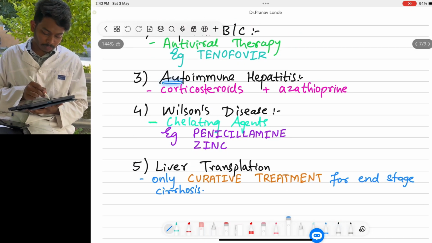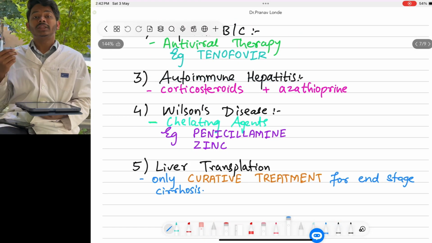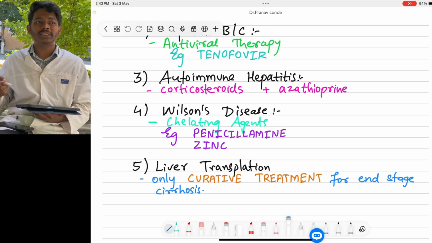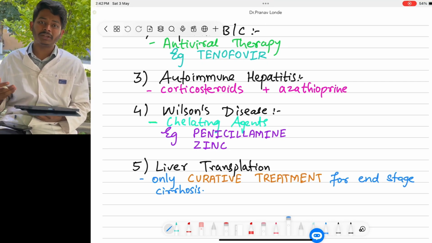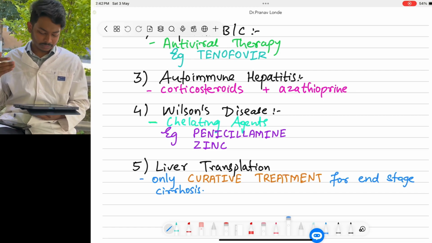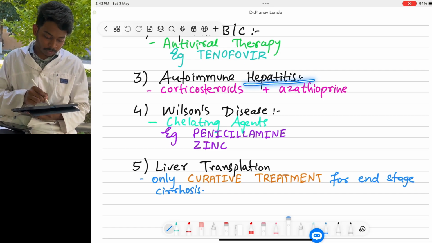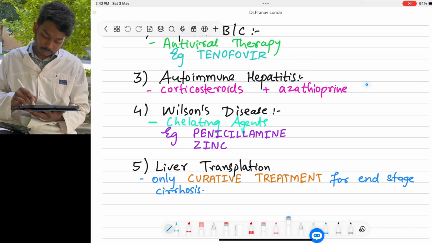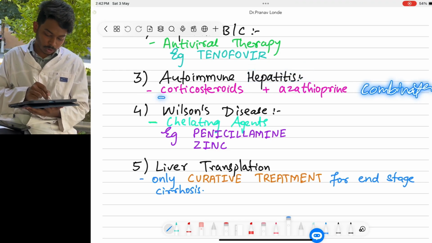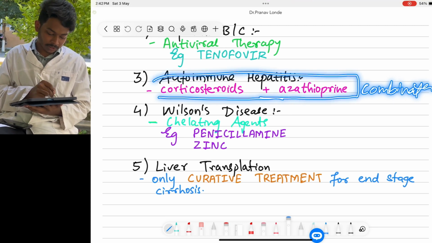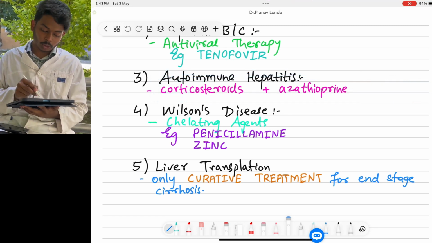Next is autoimmune hepatitis. It is due to a hypersensitivity reaction, or when the immune system of the patient gets hyperactive, which causes autoimmune hepatitis. In this we give a combination of drugs, that is corticosteroids plus azathioprine. This combination is given in autoimmune hepatitis.